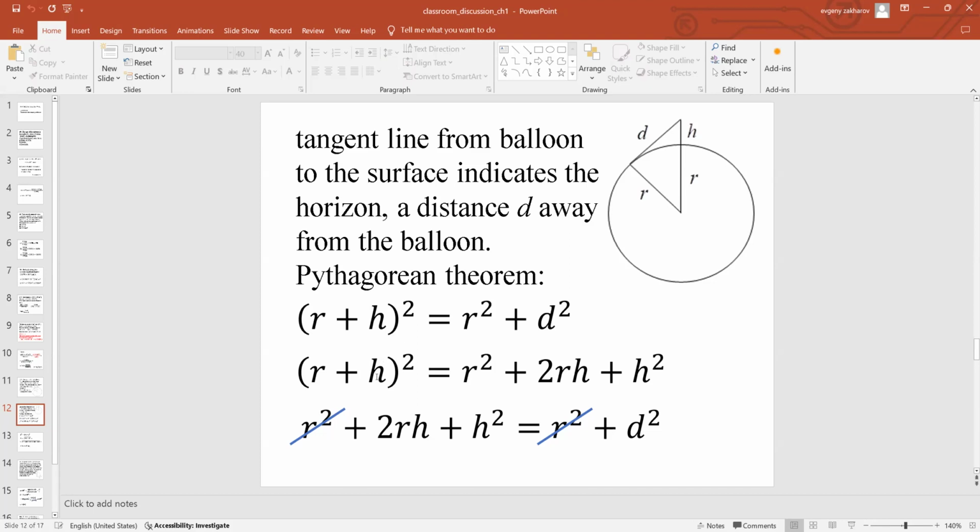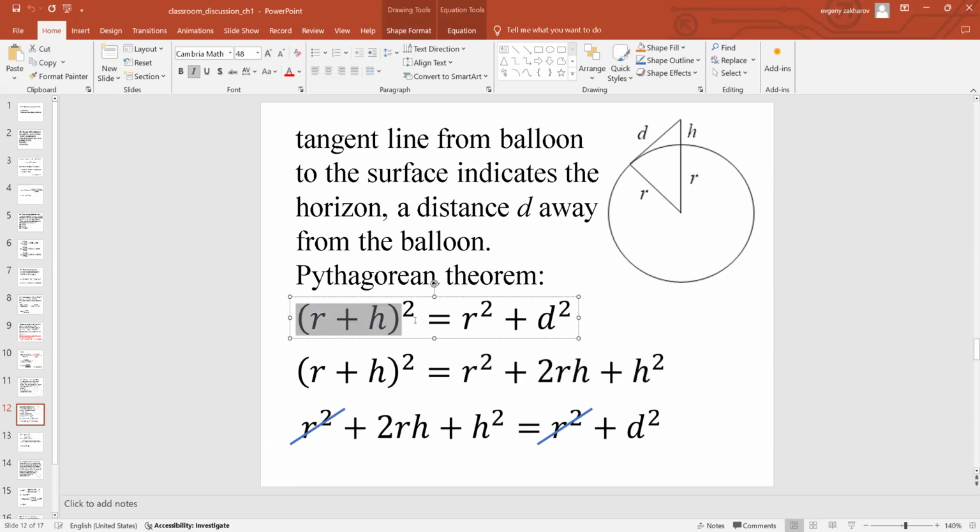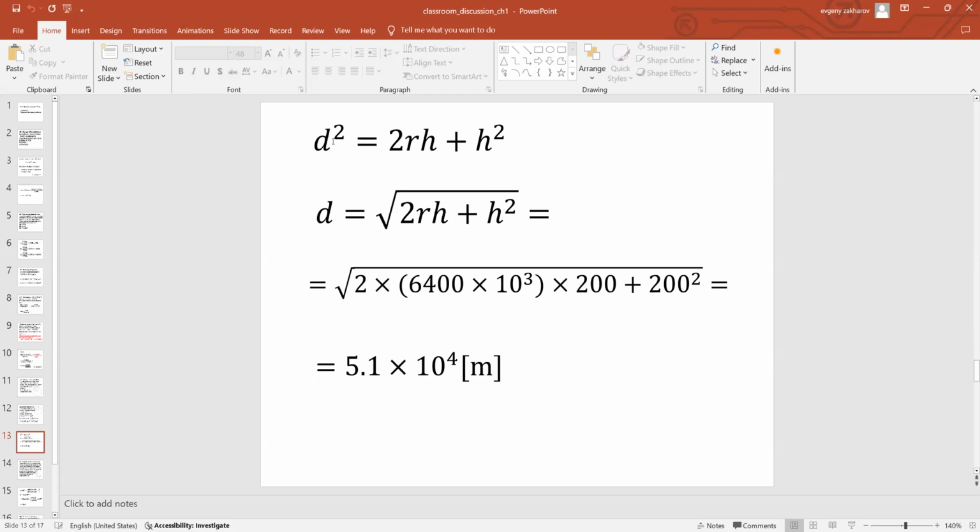And if you don't remember the square of the sum formula, here it is. It's the square of the first plus 2 times the first times the second plus the second squared. So this is your left side of the equation, and you keep the right side, and boom, you got r squared on both sides. So you subtract r squared from both sides, and you solve for distance.